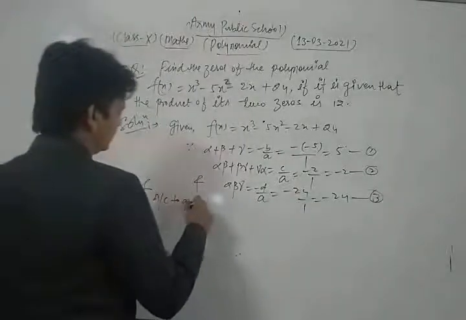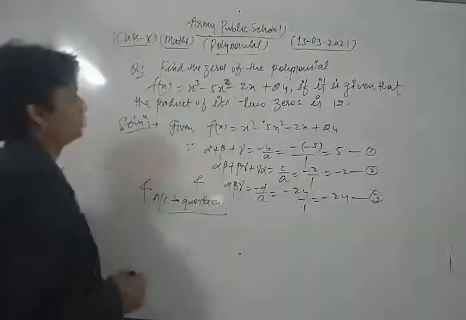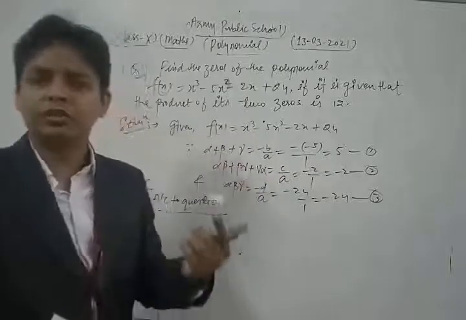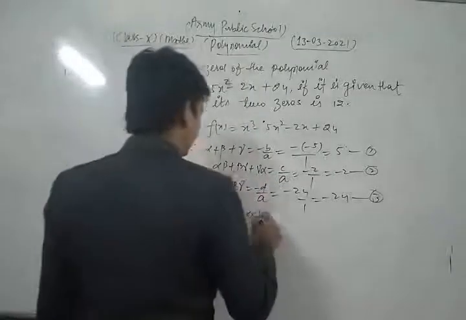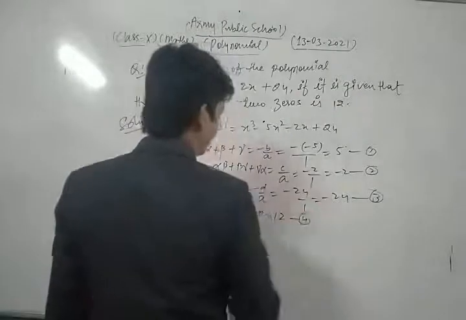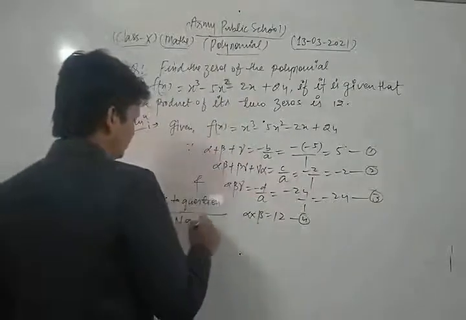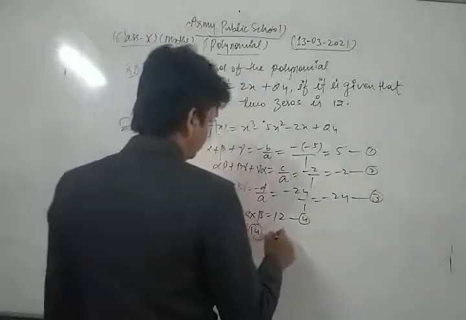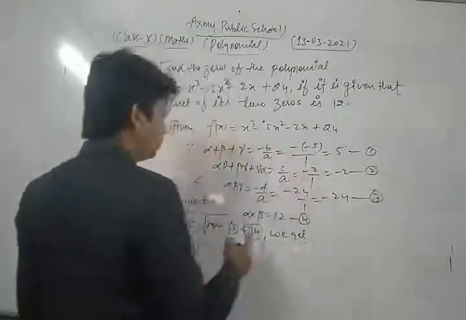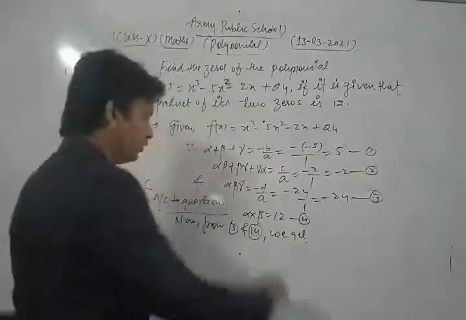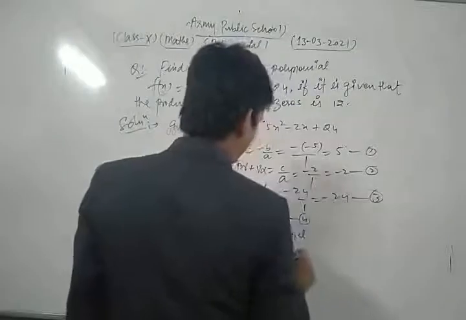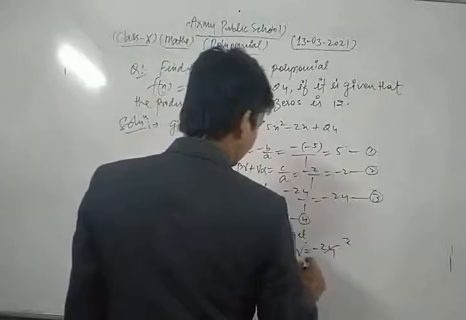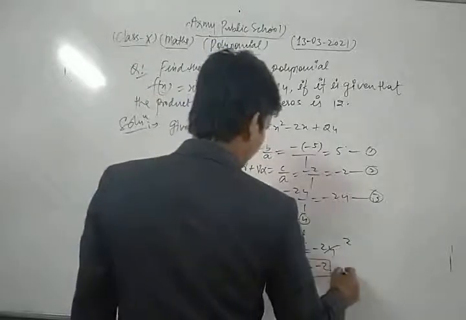According to the question, the product of two zeros is 12. So let us take the two zeros as alpha and beta, and we take alpha into beta is equal to 12. Equation number 4. Okay, now from equations 3 and 4, we put alpha beta is equal to 12 into gamma is equal to minus 24. So 12 gamma is equal to minus 24, thus gamma is minus 2. This is one answer.